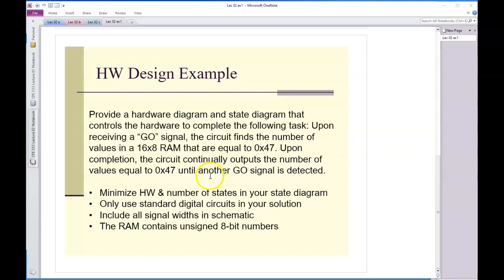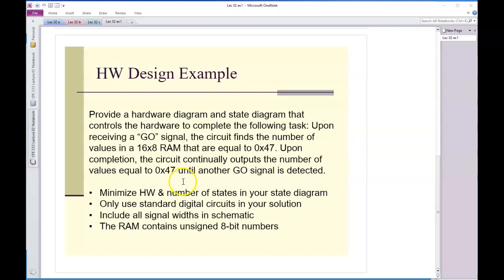I'm trying to think of what else in here. Yeah, the most important thing is when you look at these problems, get a feel for the output. The signal widths and the outputs are something that's really never specified in these problems. I don't want to use any weird circuits on this. I want to use standard digital circuits. And it is a state machine, so I do have to come out with a state diagram before I'm done.